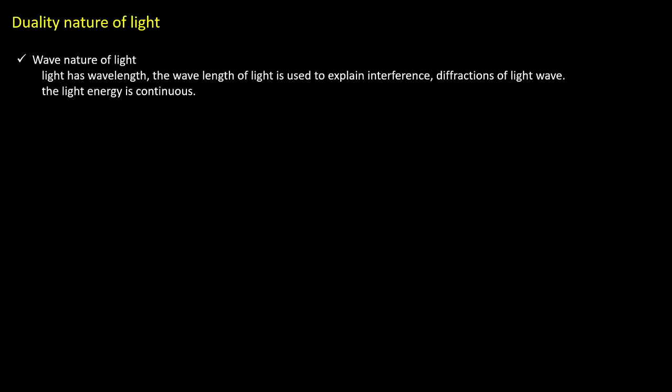So from what we have learned in the previous chapter, we know that light can exist with a wave nature and also a particle nature. For wave nature, light has wavelength. This wavelength can be used to explain the interference pattern and diffraction pattern. If you use particles, it cannot have interference or diffraction patterns because there is no superposition of particles. So wave nature is used to explain interference and diffraction.